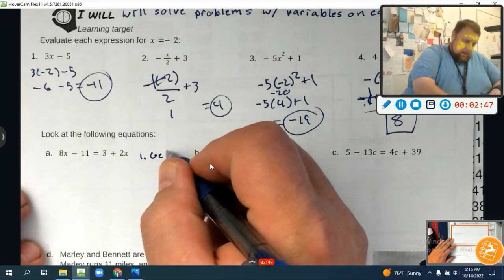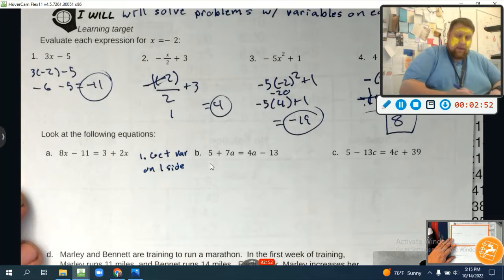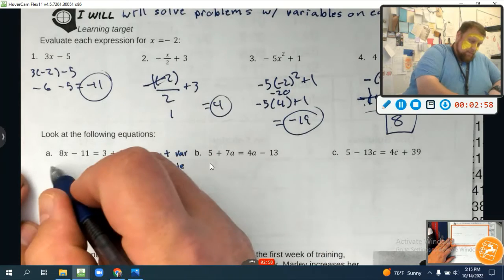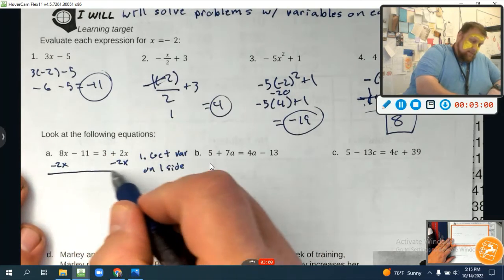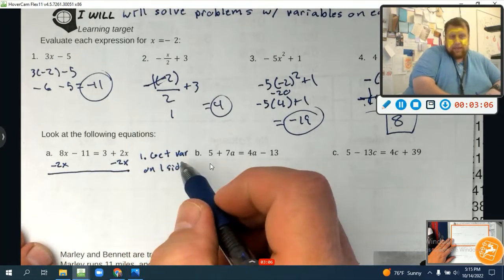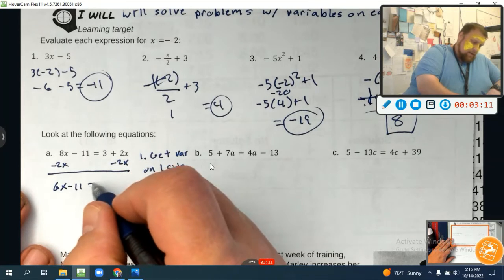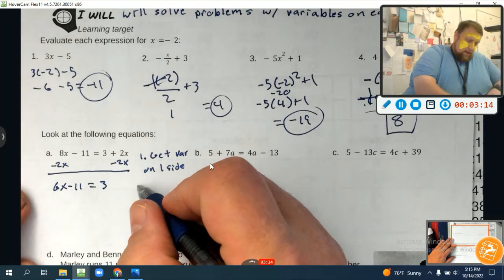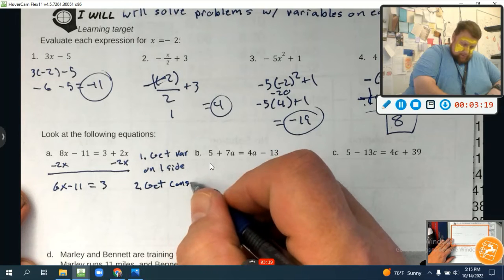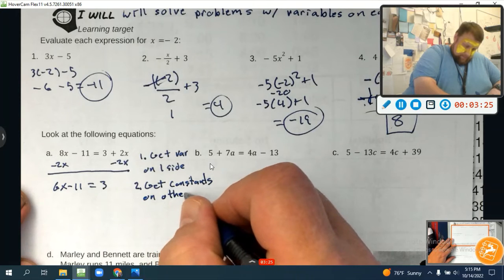Now, get constants on the other side. So our constants are like our -11 or our 3. How do I move a -11 over? I'm going to add 11. And really, once we're at this step right here, we can treat it like we normally do. We circle all the x, or we square the x's. We get rid of everything else, plus 11, plus 11. 6x equals 14.